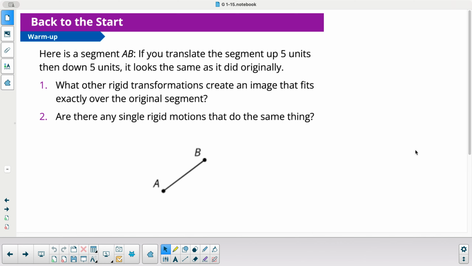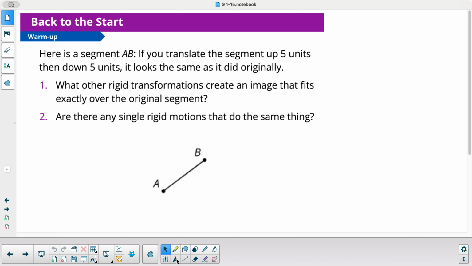Here is segment AB. If you translate the segment up 5 units, then down 5 units, it looks the same as it did originally. What other rigid transformations can create an image that fits exactly over the original segment? Okay, so anything with a translation that moves it left and then right the same number of units, or right and then left, or up and down, or down and up the same number of units.